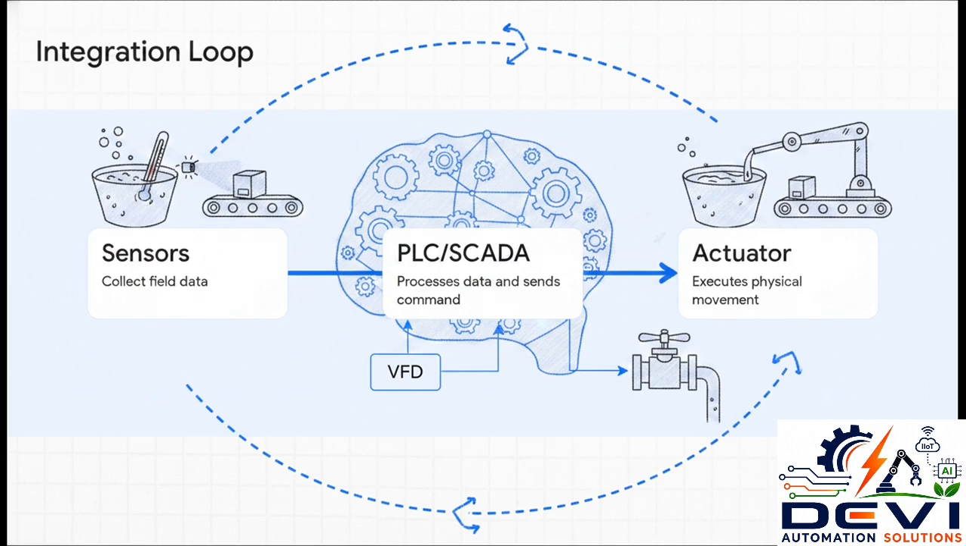The PLC or programmable logic controller processes the data. Often this is overseen by a huge SCADA system, which is supervisory control and data acquisition. The PLC crunches the logic and fires off a command. Sometimes that command even goes through a VFD, a variable frequency drive, just to dial in the exact motor speed of an electric actuator. And finally, step 3, the actuator executes the physical movement. It gets the command and actually opens the cooling valve or pushes the box. It is this beautiful, seamless loop of sensing, thinking, and acting.